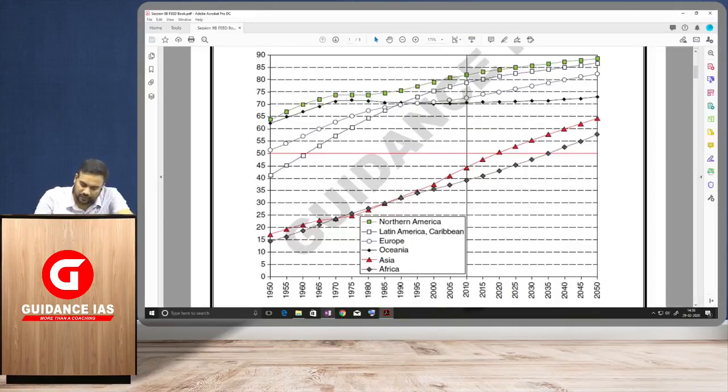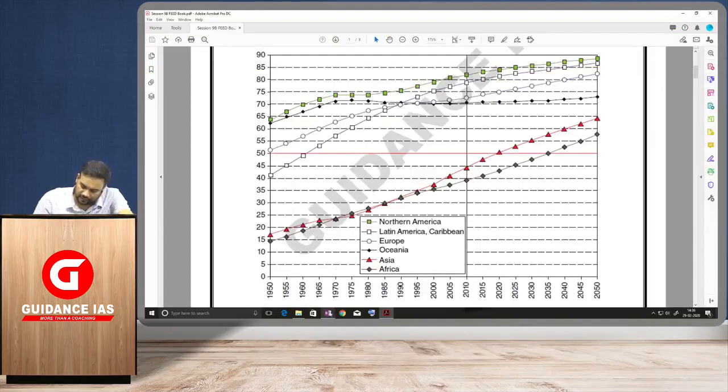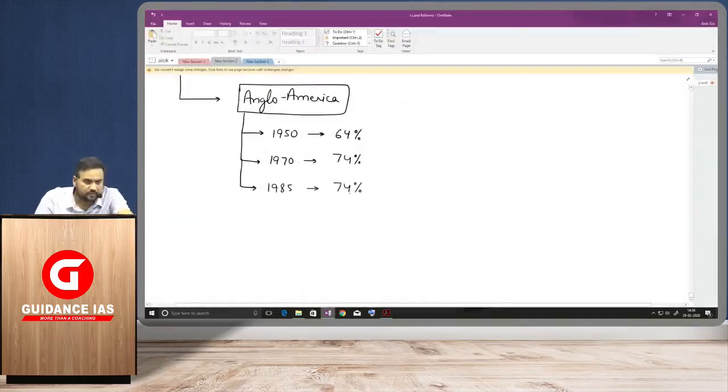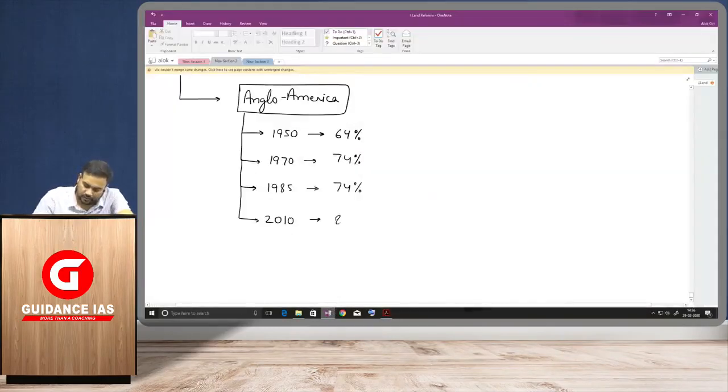Then, can you see there was stagnation for almost nearly a decade? Up to around 85, there was stagnation. So in the period around 1985, we find that there is no change, and the urbanization level remained at 74%. But since then the urbanization level has been growing, and in 2010 you can see that their urbanization was around 82%. So that means they have registered again a cumulative growth in this period of around 8%. Okay? So this is the growth of urbanization which is seen in case of Anglo America.